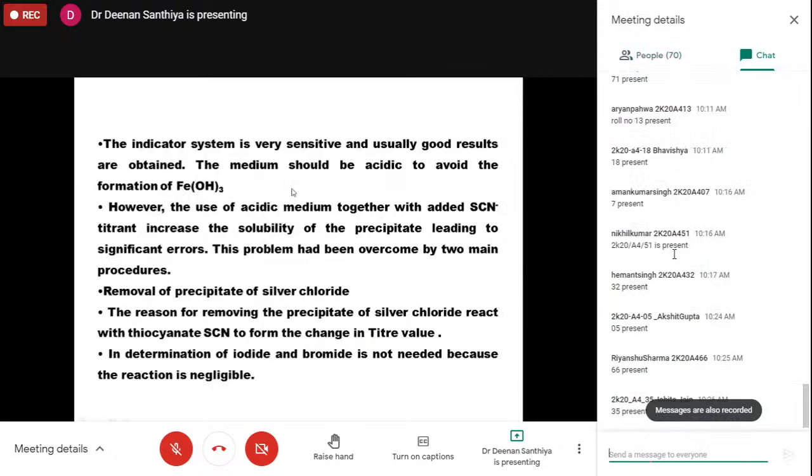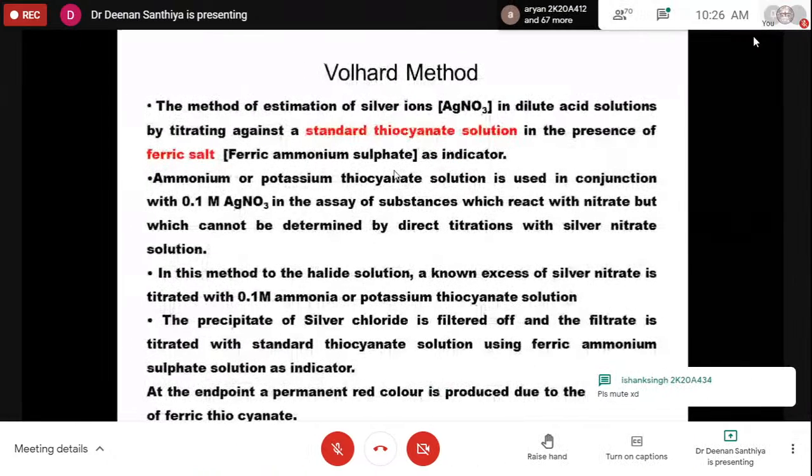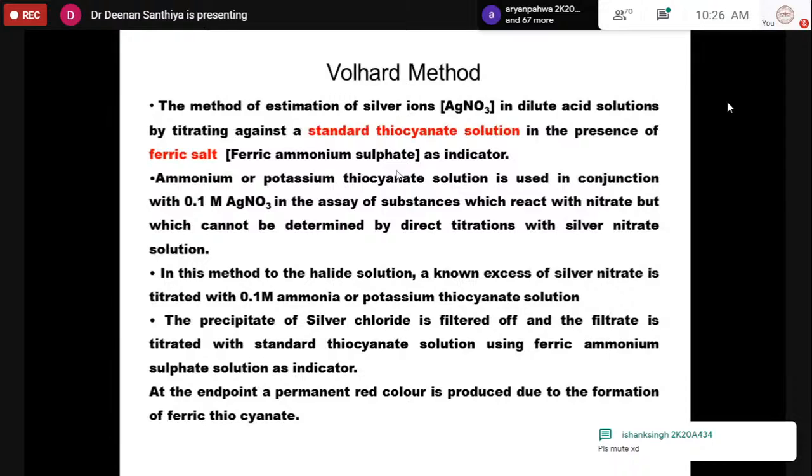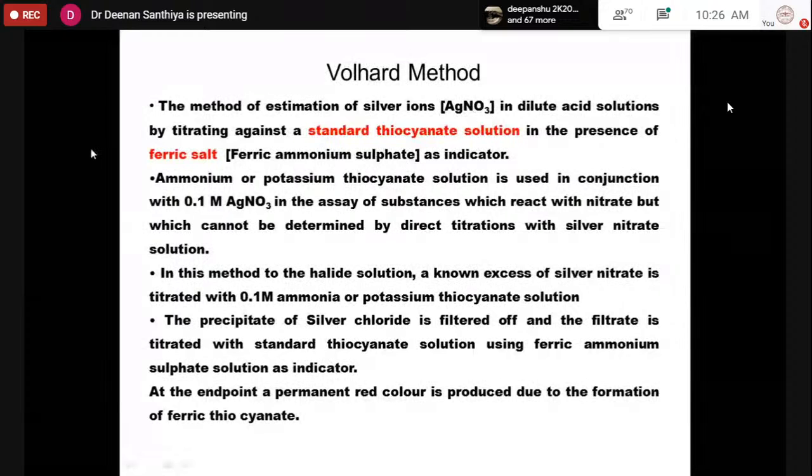Okay. So what is happening here? Volhard's method, estimation of silver ions. Here the ferric salt is an indicator. This thiocyanate solution is a standard. This will be taken in the burette. In general, we take the standard solution in the burette. This is in the conical flask, and the ferric salt indicator is mixed with this.